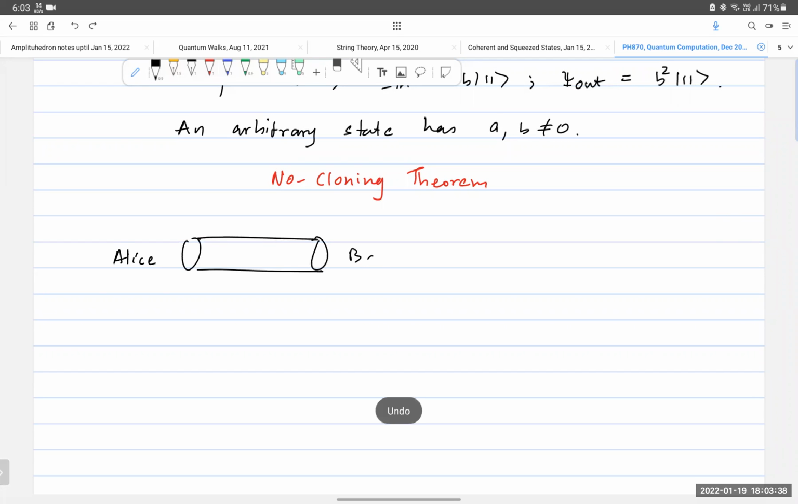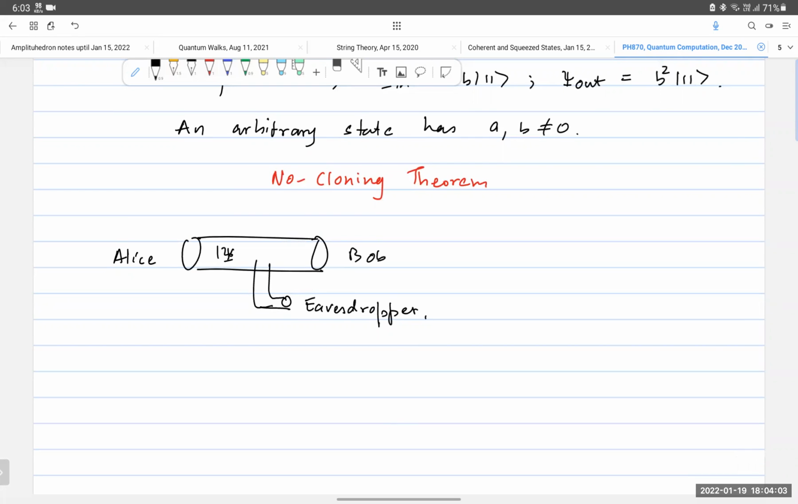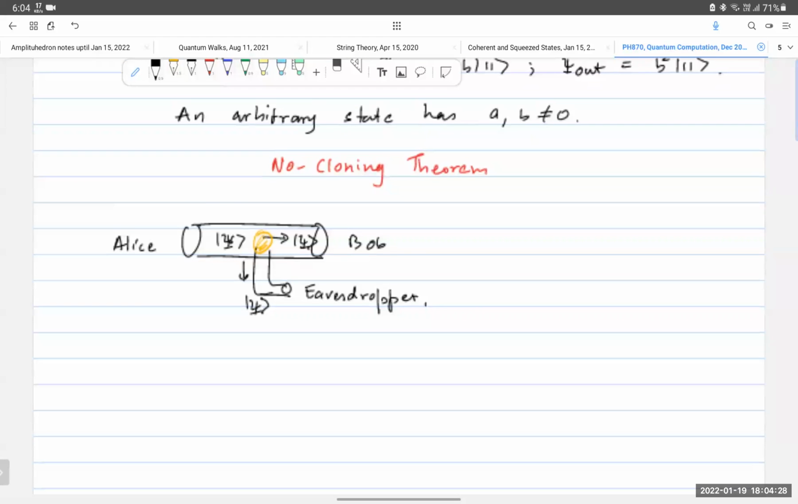let's say there is an eavesdropper who's trying to eavesdrop. So how would this person eavesdrop? There is some state psi, let's say, that Alice sends to Bob. What would be required? There would have to be some copying element, some copying circuit that the eavesdropper installs right here in between this channel. But what the no cloning theorem says is that no such circuit is possible.